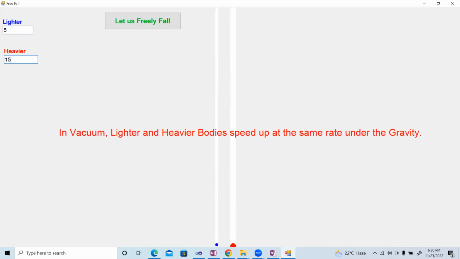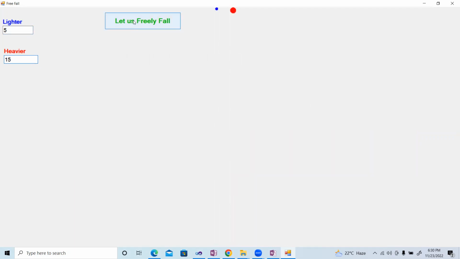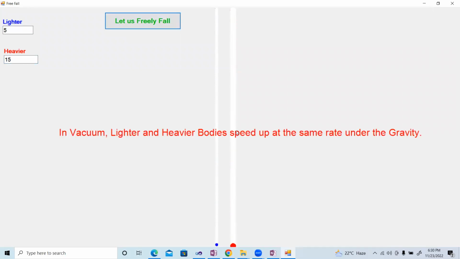So in this case, we can check. It means in vacuum, lighter and heavy bodies accelerate at the same rate under the action of gravity.